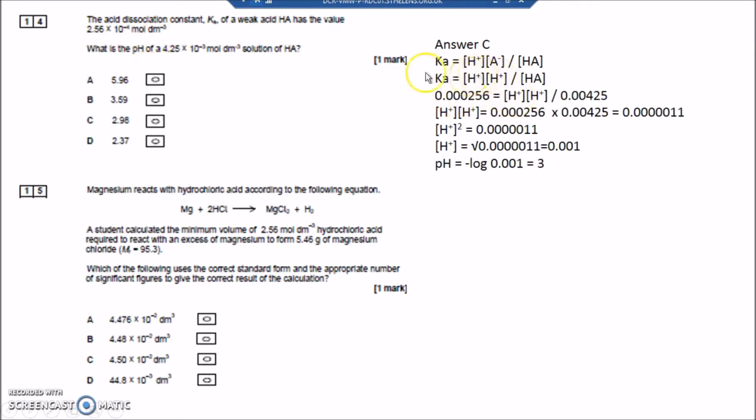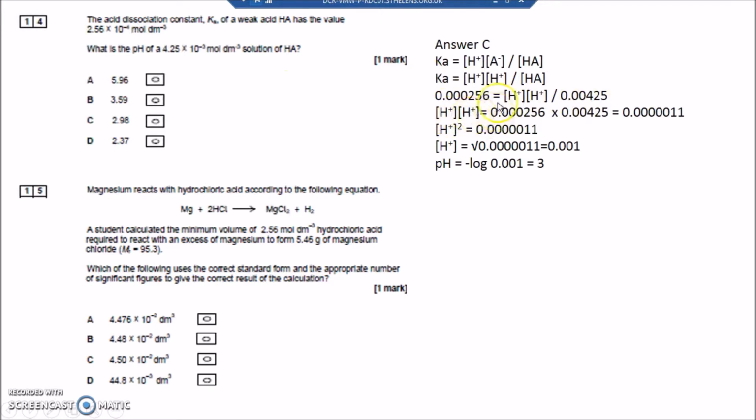Now then, we can simplify this. There's no mention of the word buffer, so for every H plus that's made, 1 A minus is made, so the concentration of H plus and A minus are equal. So I can simplify that to H plus squared, because there's no mention of a buffer. I couldn't do that if it was a buffer. Divided by the concentration of HA, which is 4.25 times 10 to the minus 3. So I've put all those in.